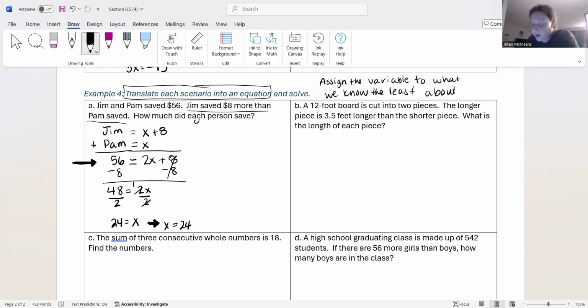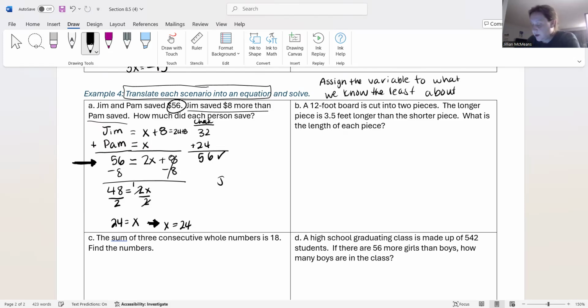So at this point, I just check. I know that x is 24. And then I know that Jim saved x plus $8. So Jim saved 24 plus $8, which would be $32. And then I want to add these two values up to make sure they really do add up to 56. So 2 plus 4 is 6. 3 plus 2 is 5. Everything checks out.